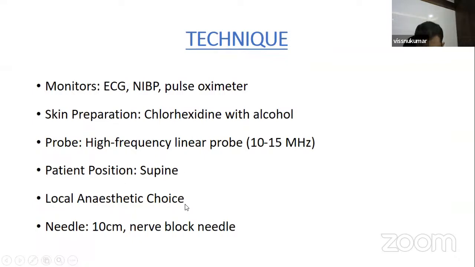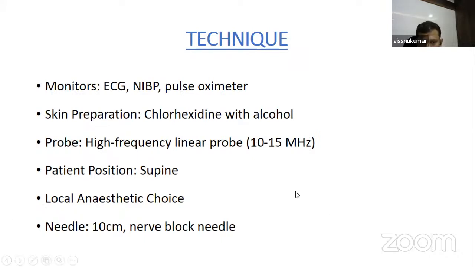Local anesthetic choice depends on whether you are giving anesthesia or it is being used for analgesia. Usually I take 0.5% bupivacaine with dexamethasone. So 0.5% bupivacaine is around 20 ml. The literature says that we can deposit around 15 to 25 ml depending upon the patient's BMI.